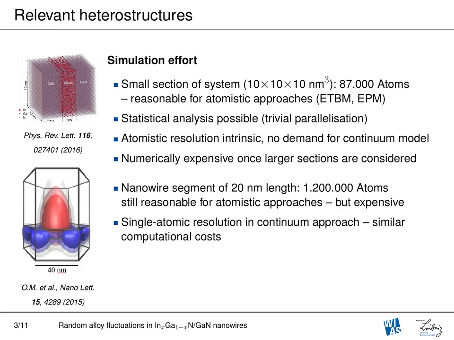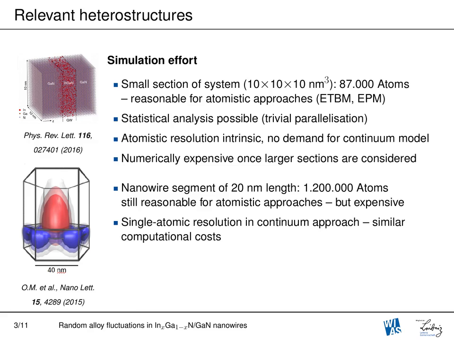If we talk about indium gallium nitride nanowires, and we pick a length of around 20 nanometers around this active layer of the model, assuming a diameter of around 80 nanometers, we would expect to have around 1.2 million atoms in the cell, which is still reasonable and can be done with atomistic approaches, but it's quite expensive, and of course doing statistics here becomes very, very expensive. If we now would go ahead and say, okay, let's take a continuum approach but assume a single atomistic resolution, of course we would end up with similar computational costs. There is basically not too much of a difference between having a given number of atoms and pretty much the same number of grid points in the continuum model.